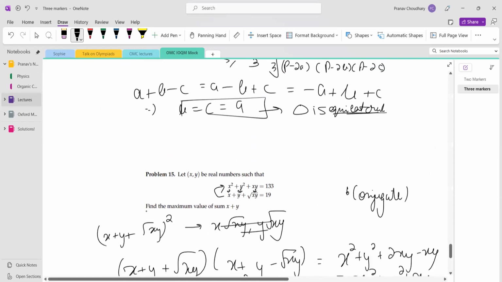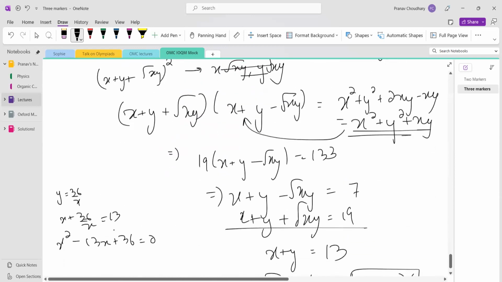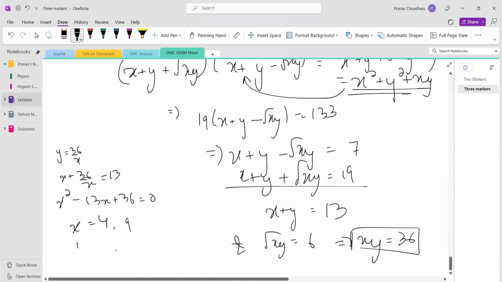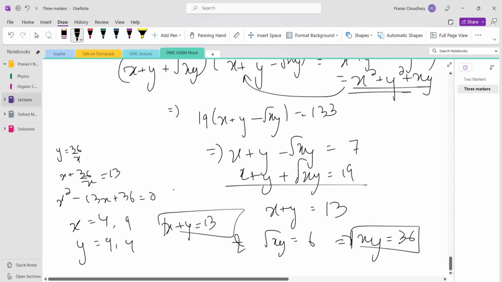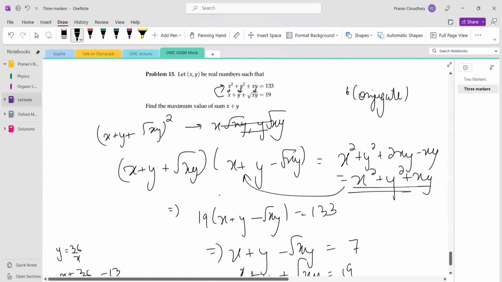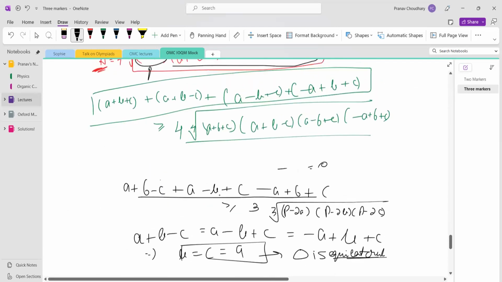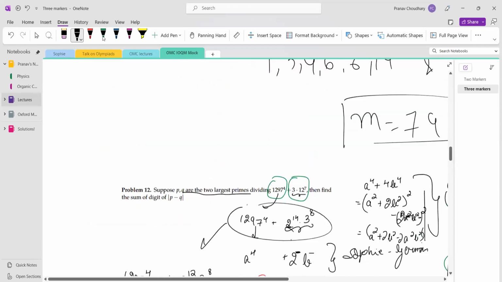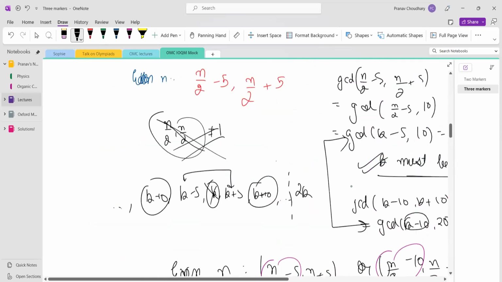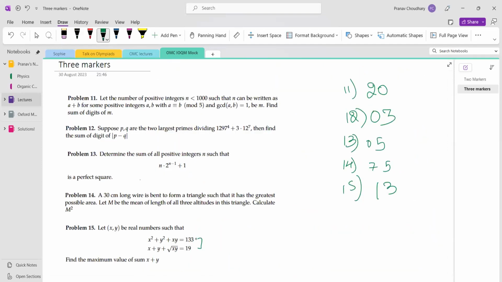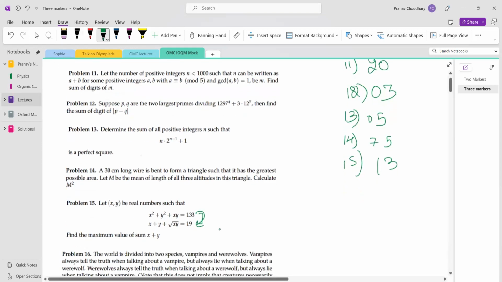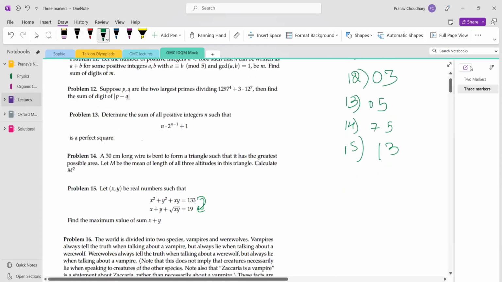What do we have to find? We have to find x plus y. So the roots are x equals 4, 9, which gives y as 9, 4. So x plus y is 13 in both cases. Maximum value of the sum, there's only one value, 13. So the answer should be 13. So I think in this problem there was not much to motivate, but how do you use these two terms together? How do you go from here to here? That is, I think, the most important part.